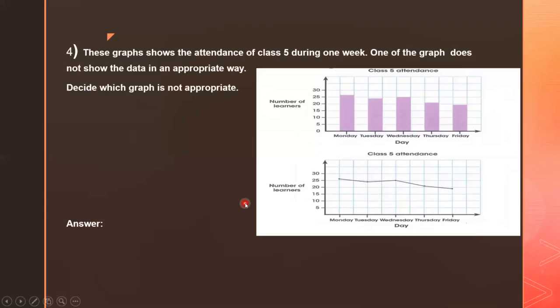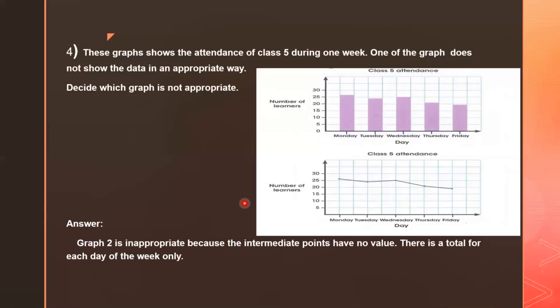So, can you write which one is not appropriate? Graph 2 is inappropriate because the intermediate points have no value. There is a total for each day of the week only.